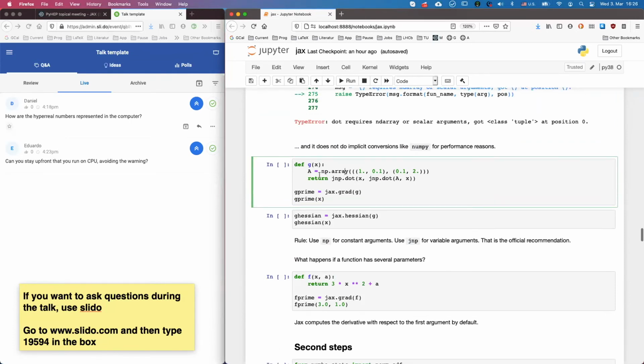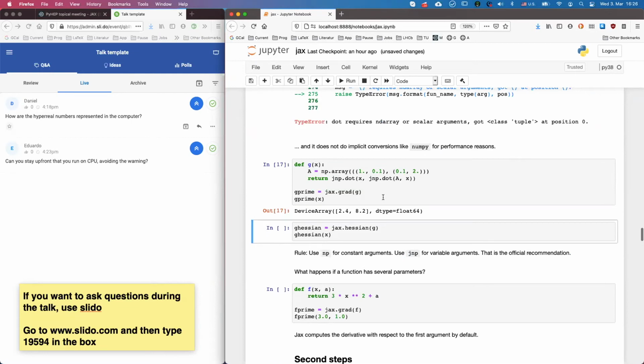Okay, let's use an array. I use a numpy array here, and now it works. Now you could ask me why I didn't use jnp array here. That also works, but the official recommendation is that when you have constant arguments, you should use numpy. And when you have dynamic arguments, like here, the x is a dynamic argument, you don't know what this value is, but you know this a that is fixed, then you should use this jnp.